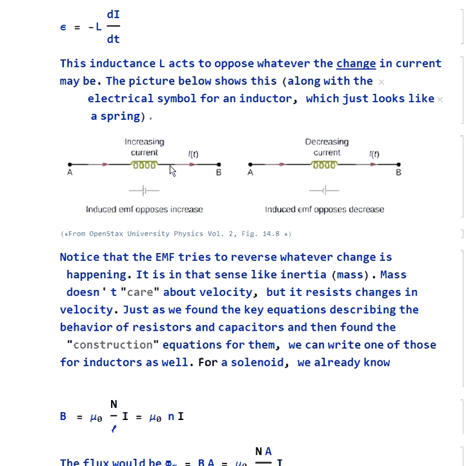This, by the way, is the symbol for an inductor in an electrical schematic. It's just a few curly loops here.